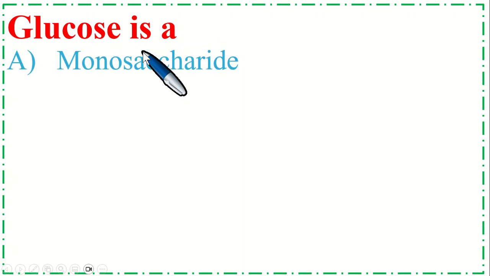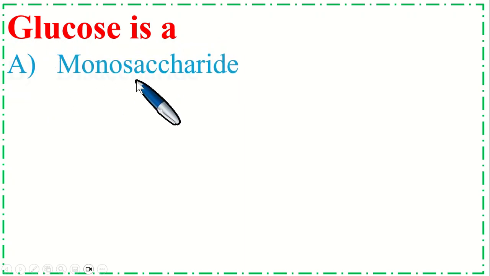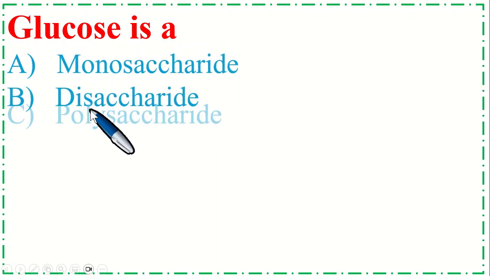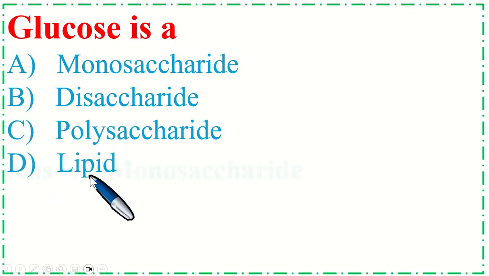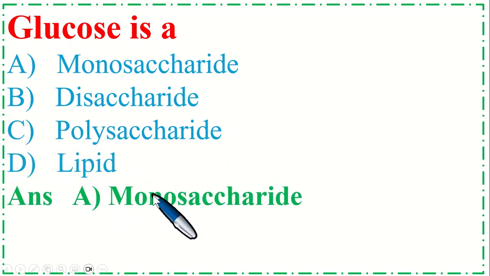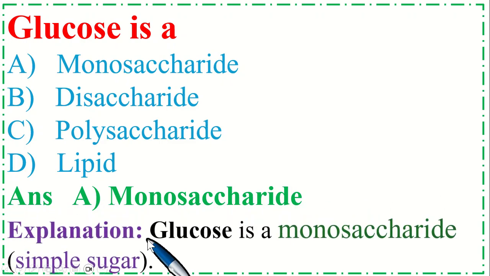Glucose is option A, monosaccharide, B, disaccharide, C, polysaccharide, and option D, lipid. So the correct option is A, monosaccharide. Glucose is a monosaccharide, a simple sugar.